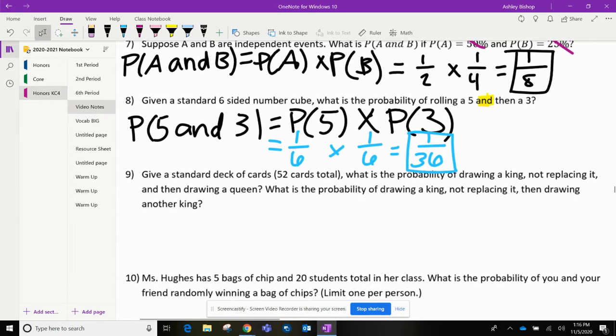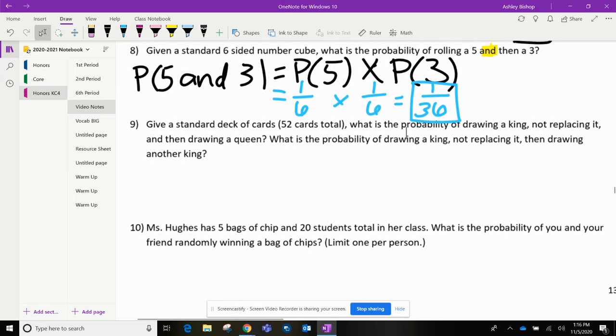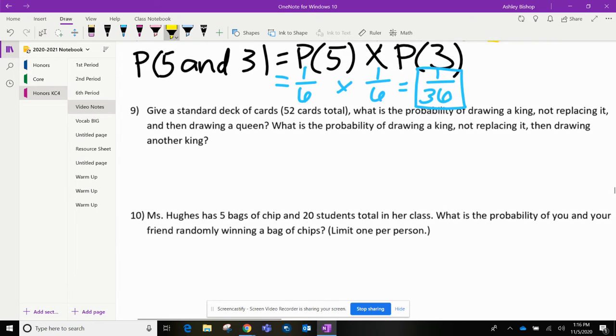Okay, number 9 is where I want to spend some time. Given a standard deck of cards, there's two problems here, and we're going to do them separately. Given a standard deck of cards, what is the probability of drawing a king, not replacing it, and then drawing a queen? There is a completely separate problem here that we will do completely separately. It's basically two problems in one. So I'm going to draw a line down the middle. And let's see what's being asked.